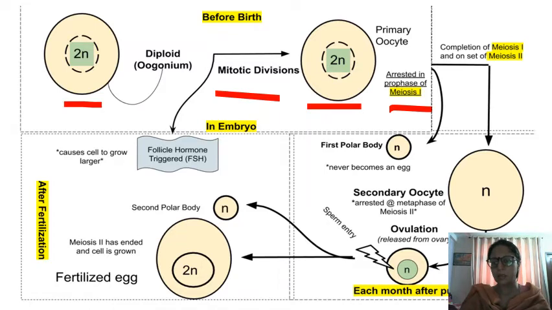Then on reaching puberty, a secondary oocyte is formed after meiosis 1, and this secondary oocyte is again arrested in metaphase of meiosis 2. Then ovulation, that means release of the egg from the Graafian follicle, takes place, and further development will occur only if this secondary oocyte is fertilized. A single secondary oocyte is released each month after puberty.